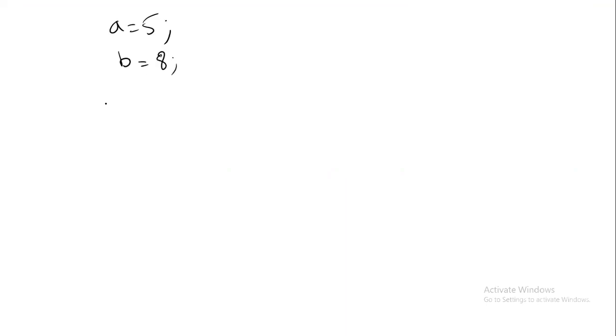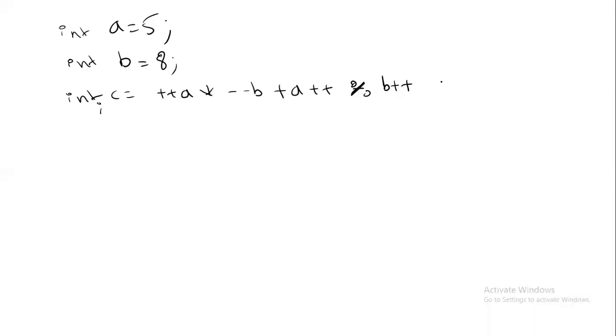Let me write like this. So I will write now int a, int b, and int c. c is equal to ++a * --b + a++ % b++ * a-- + --b. Let's say mod, why not. So if this is the case, then how to solve?